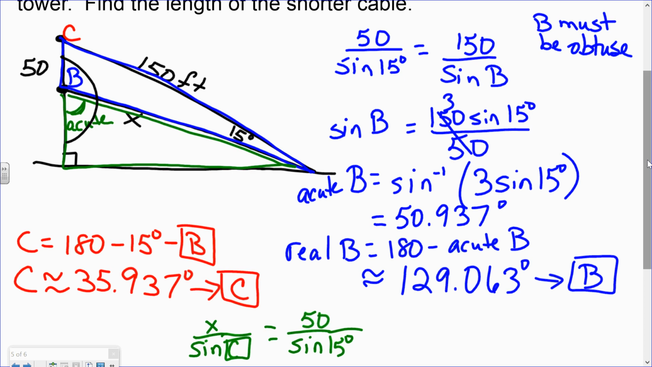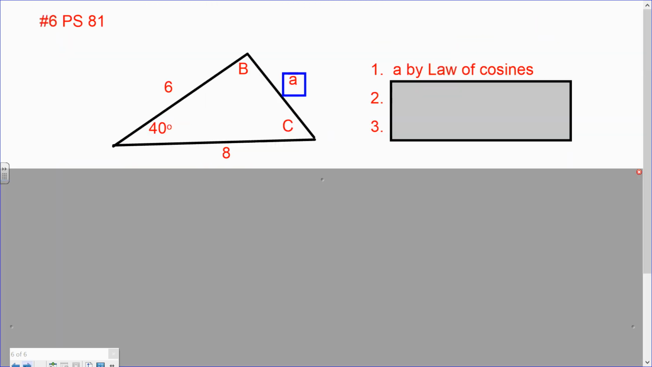All right, last thing I want to talk about: open your books to tonight's homework problem, number 6. We're not going to work all of this together, but we're going to talk through the strategy on it together. You're going to have a triangle. They're going to give you the 40 degrees, the 6 and the 8. And we need to find lowercase a and the two uppercase angles B and C.